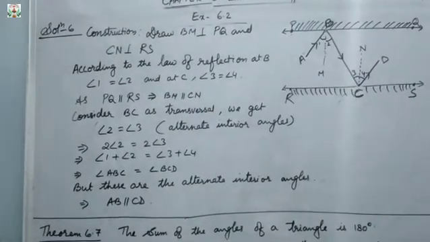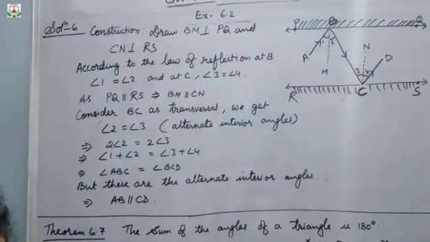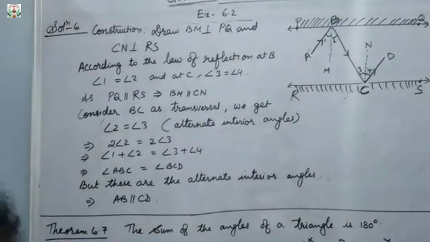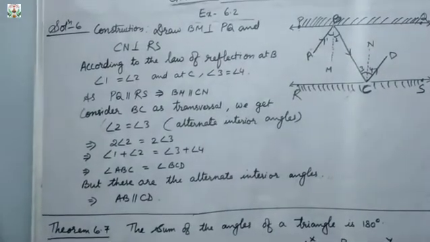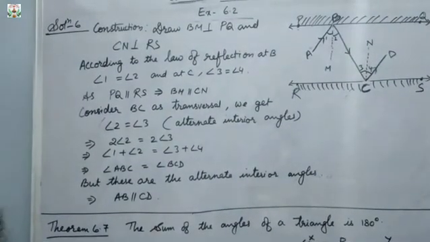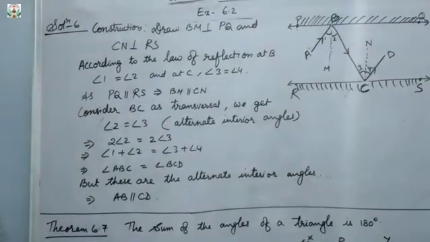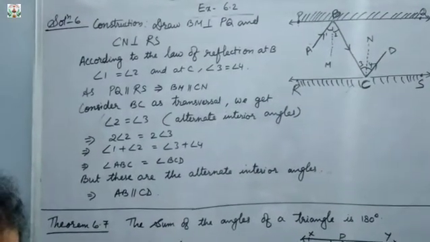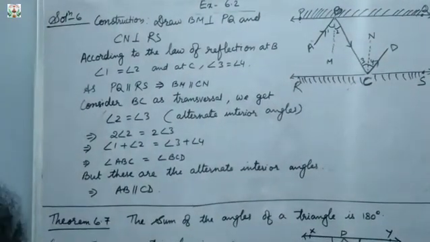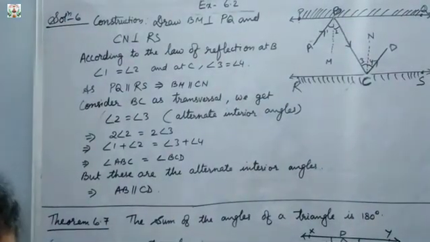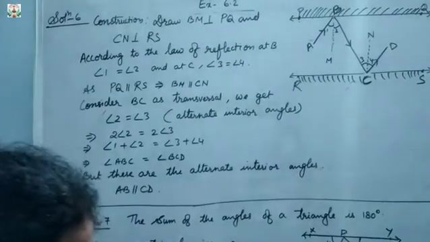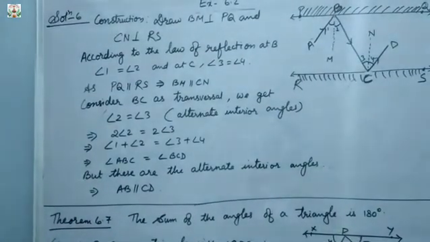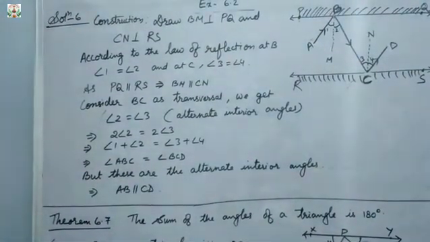An incident ray AB strikes the mirror PQ at B, and the reflected ray moves along the path BC and strikes the mirror RS at C, and again reflects back along CD. Prove that AB is parallel to CD.